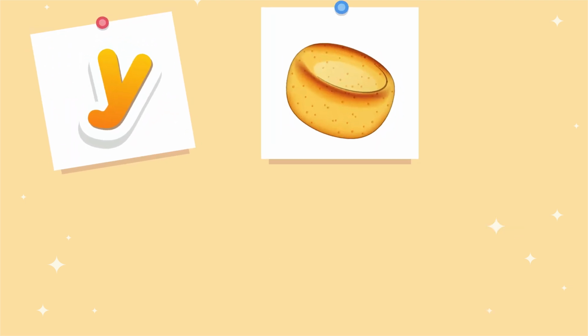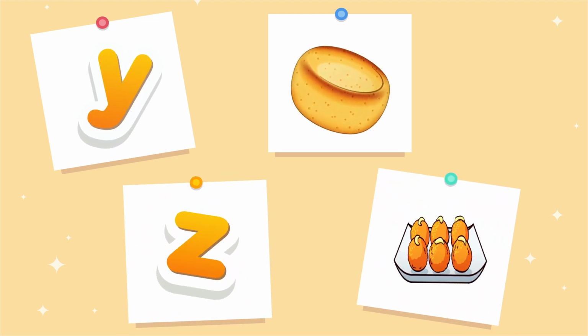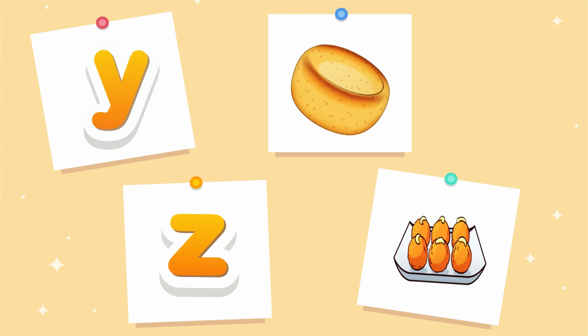Y is for Yorkshire pudding. Z is for Zeppo.